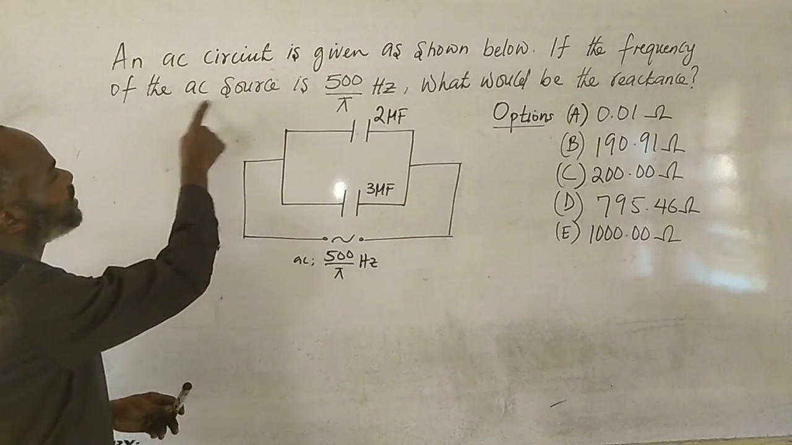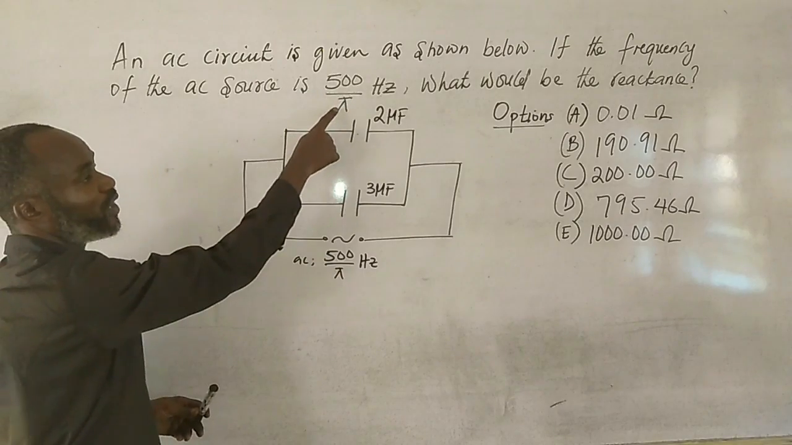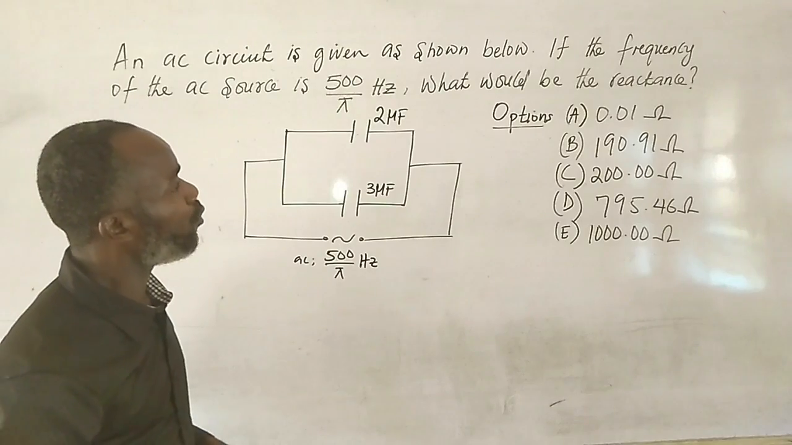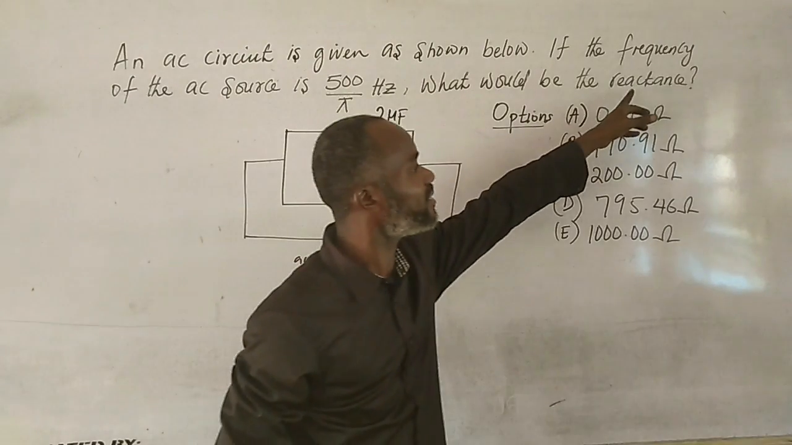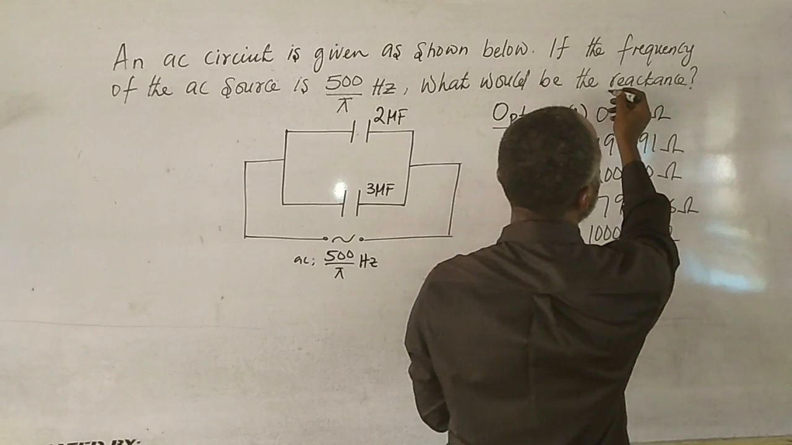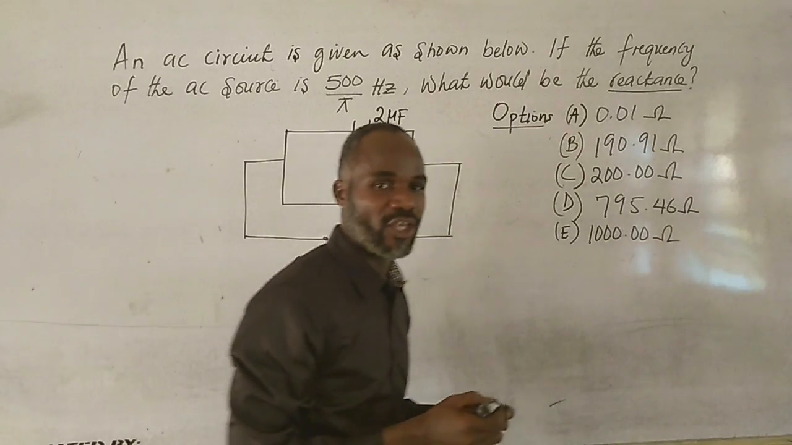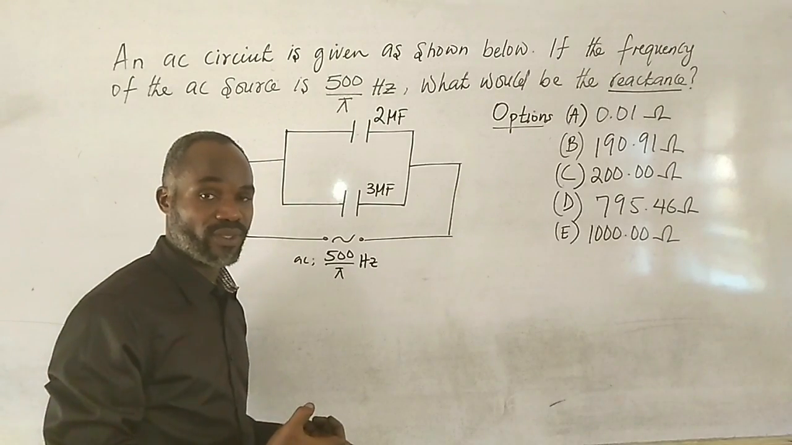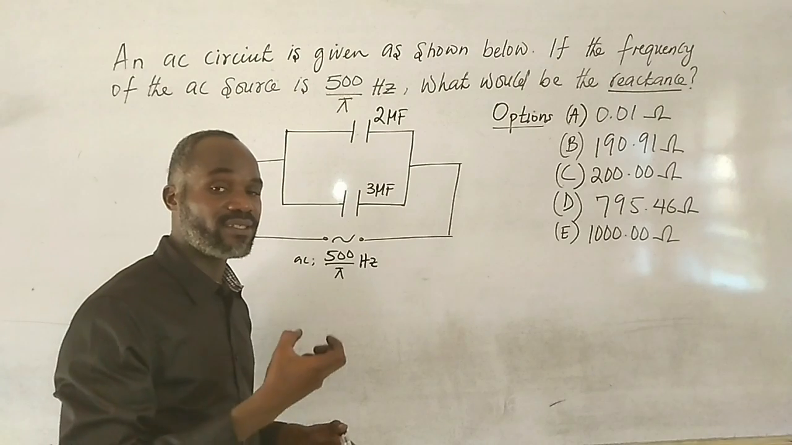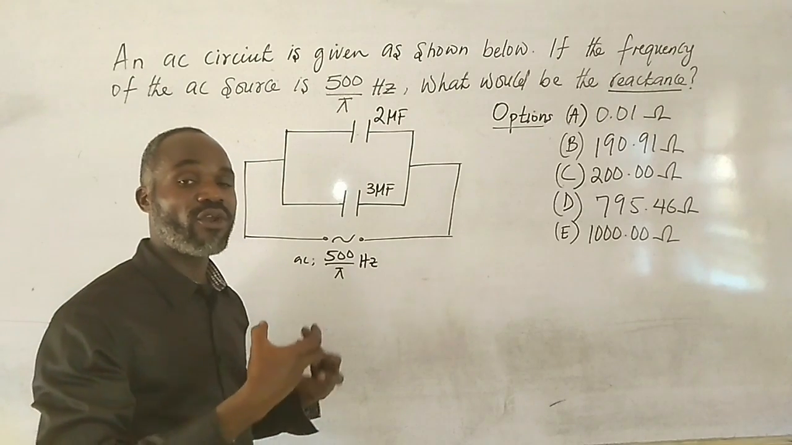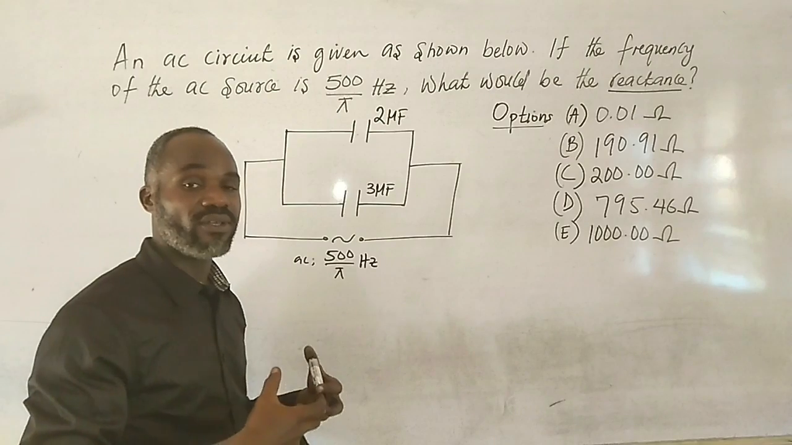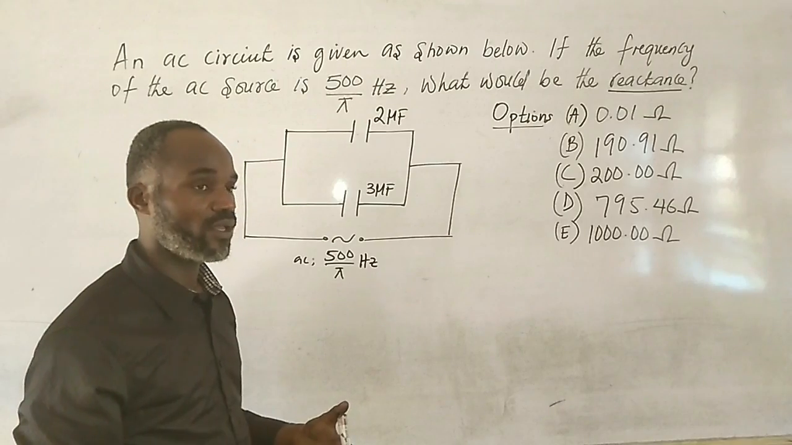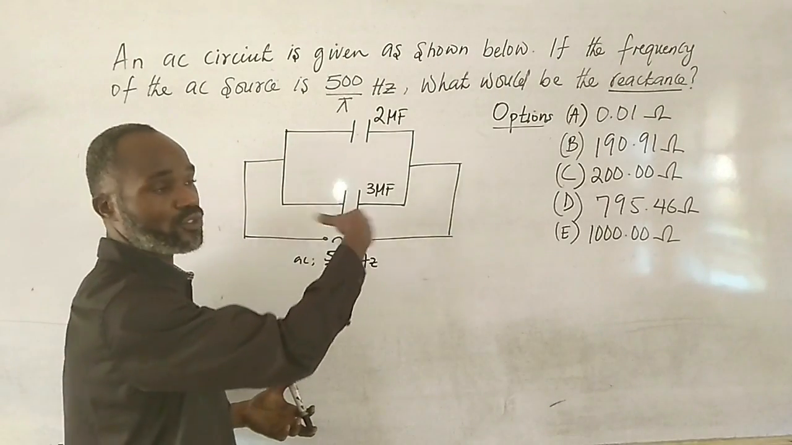The frequency of the AC source is 500 over pi hertz. What would be the reactance? So we want to find the reactance. If your teacher has taught you the concept of AC circuits, where you have a resistance, a capacitive reactance, and an inductive reactance, you would know what to do here.